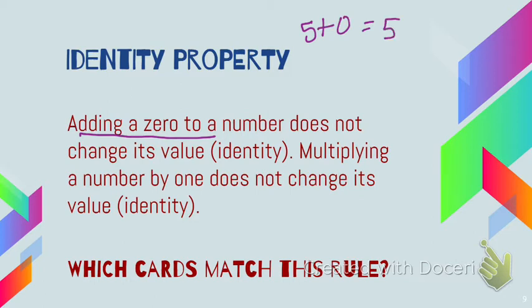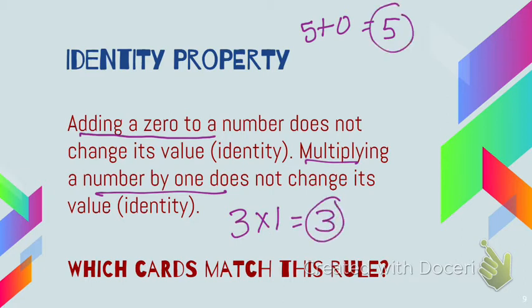Or I could multiply by 1. It doesn't change the number. So 3 times 1 is still going to be 3. That identity of that number doesn't change. I can add 0 or I can multiply by 1. It does not change, okay? That is the identity property. Write down your examples here in your notes.